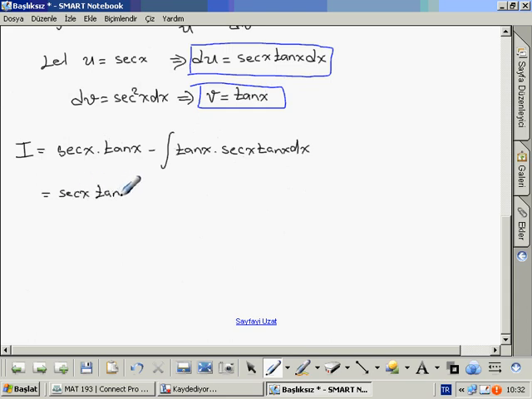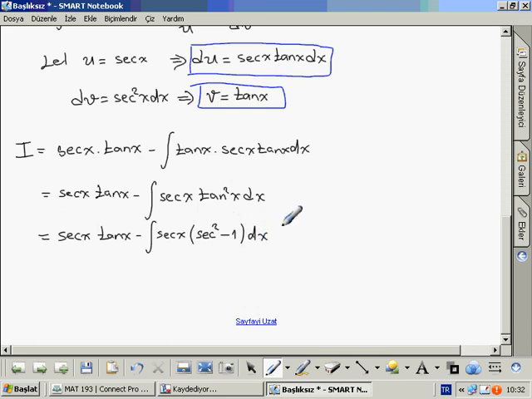Secant x tan x minus integral secant x times tan square x del x. Then secant x tan x minus integral secant x times parenthesis secant square x minus 1 del x.